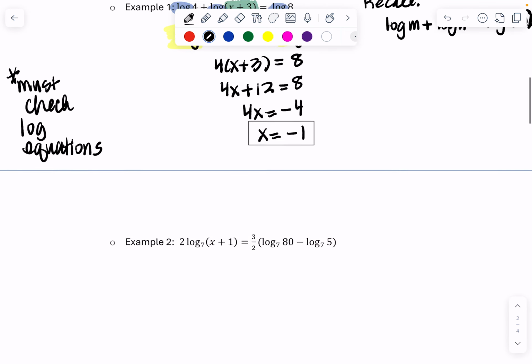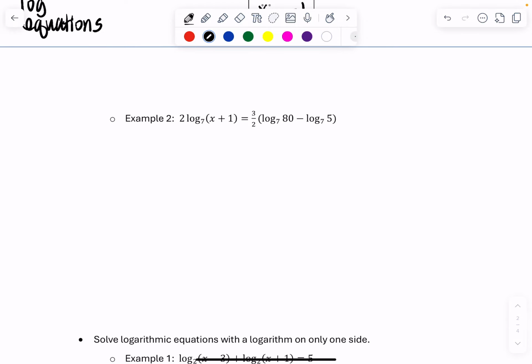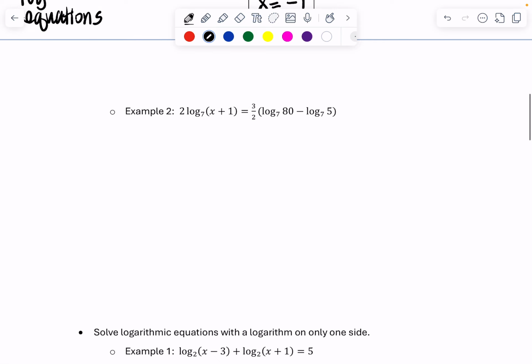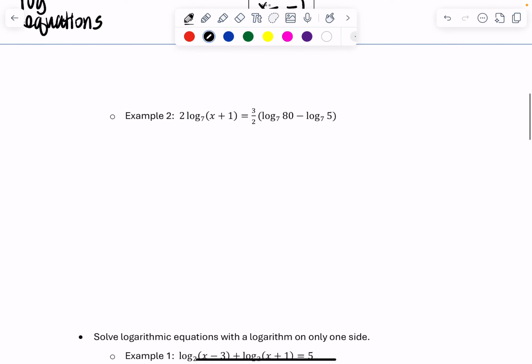All right, now we're going to keep going, and I'm hoping this video is working. I'm trying it out with Notability, so this is the first time I'm doing this, so hopefully I don't have to redo it.